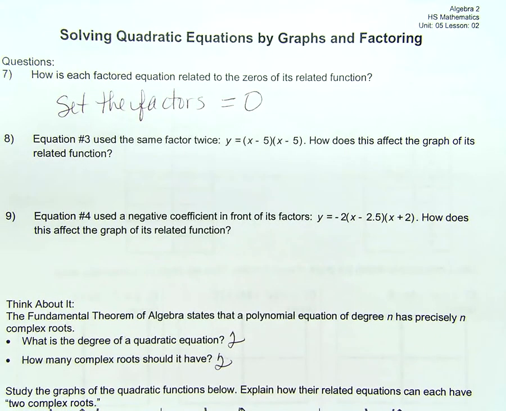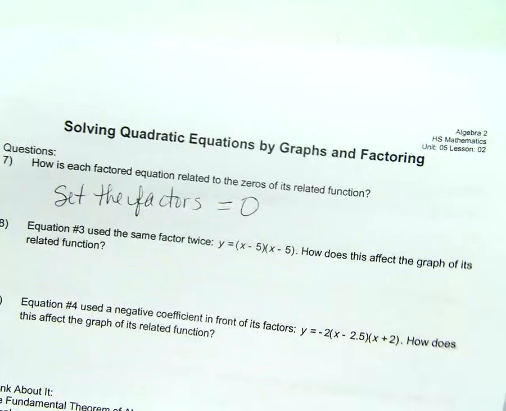Okay. Look at number 8. Equation 3 uses the same factor twice. How does this affect the graph? It's only one real root, and it touches the graph only in one place. Okay? You got that? Okay.